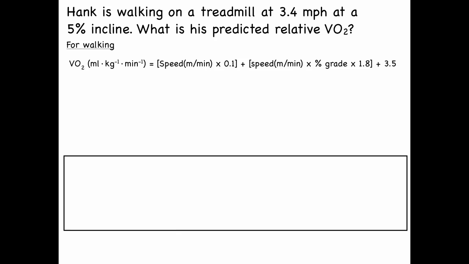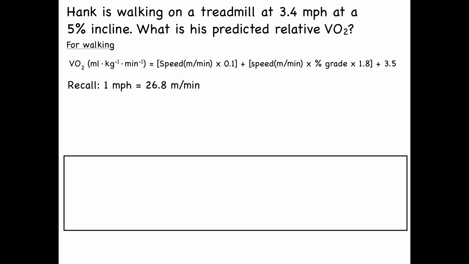So let's take an example here. Hank walks on a treadmill at 3.4 miles per hour at a 5% incline. What is his predicted relative VO2 for that walking speed and incline? So again, you can see here we've got our formula, and we're going to have to convert this 3.4 miles per hour to a speed in meters per minute.